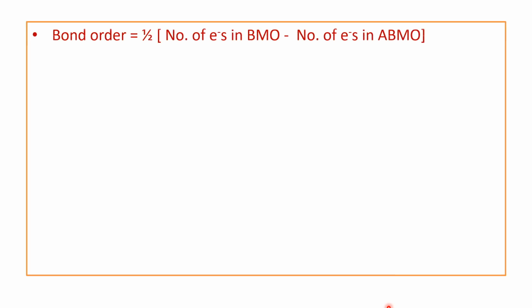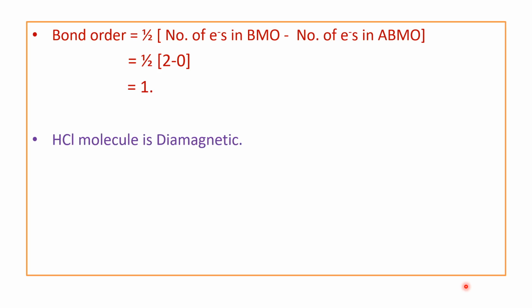Then bond order equals 1/2 into the number of electrons in BMO minus the number of electrons in ABMO, which equals 1/2 into 2 minus 0, which equals 1. So the bond order is 1. That means there is a single bond between the hydrogen and the chlorine atom. Then the HCl molecule is diamagnetic. Why diamagnetic? Because the last entering electrons are paired. Hence the HCl molecule is diamagnetic.